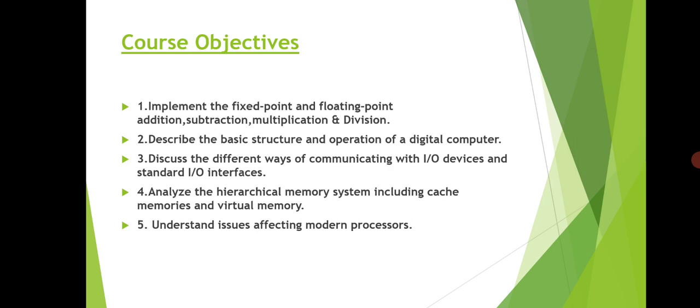Coming to our third course objective: discuss the different ways of communicating with I/O devices and standard I/O interfaces. In the second course objective, we studied what a digital computer system is, what the basic internal structure is, how each part is organized, and how the parts communicate with each other. Now, in the third course objective, you will study what input and output devices there are and how they communicate with your system.